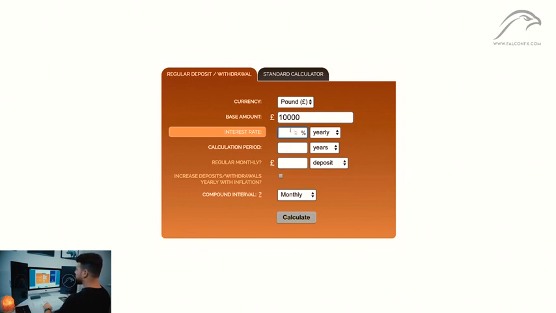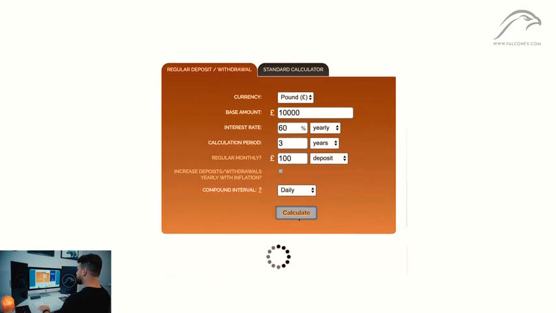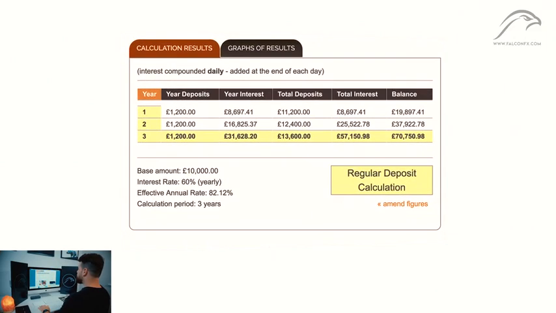So let's say we're looking at 5% now, 5% a month. What is that? 60% for the year. So we're looking at 60% for the year over a 3-year period, with a regular monthly deposit. Let's do 100 again. So depositing 100, compounding daily, and we calculate. So what does that calculate for us?